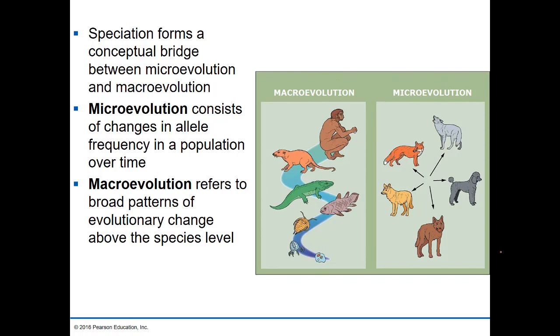Macroevolution refers to broad patterns of evolutionary change way above the species level. So this is how prokaryotes and eukaryotes branched off from one another, how fish evolved from a common ancestor that was related to jellyfish. This is like over a long, long, long period of time compared to microevolution.